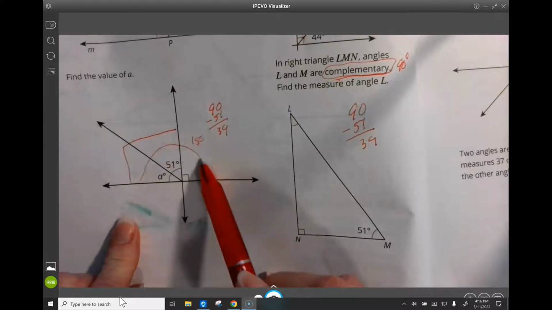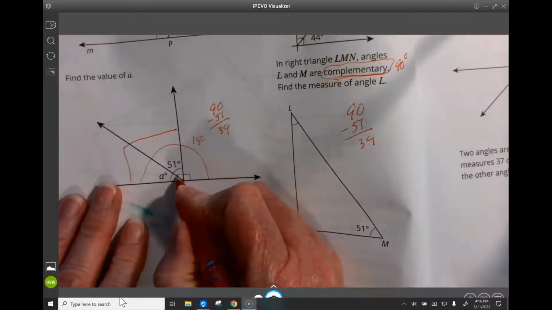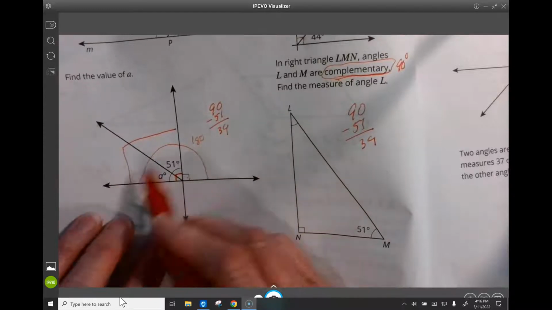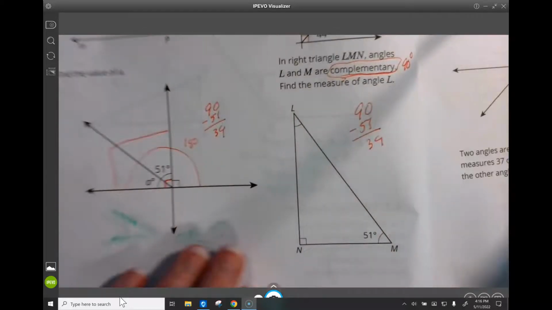This whole thing was 180, and if this is 90, then this has to be 90 also. This has to be a right angle, because they add up to be 180, because they're on a straight line, a straight angle. Good, let's go to the next page.